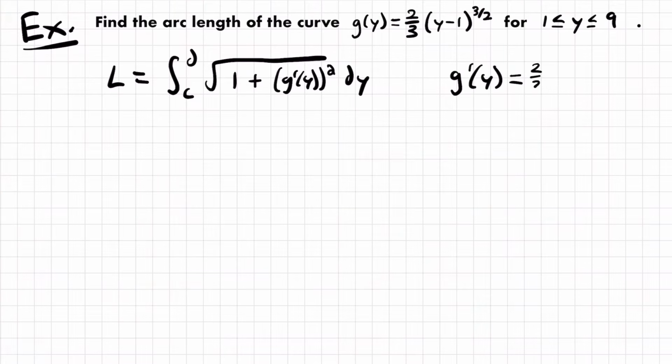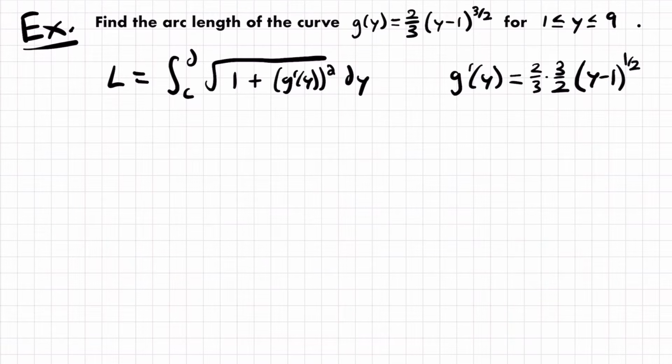So we'll have 2/3 times 3/2 times (y minus 1) to the 1/2 power. Right, we multiplied 3/2 down, so we have 2/3 times 3/2, and then we subtracted 1 from the exponent, and 3/2 minus 1 is 1/2.